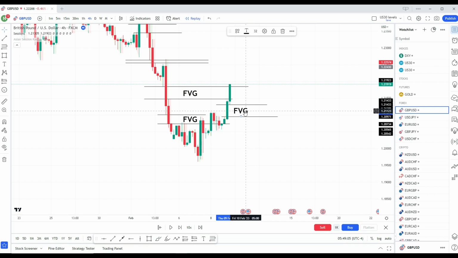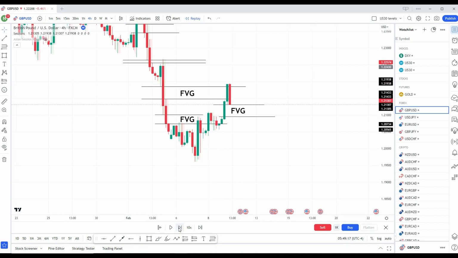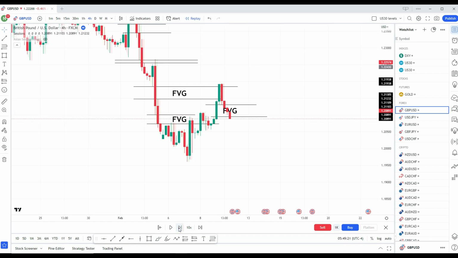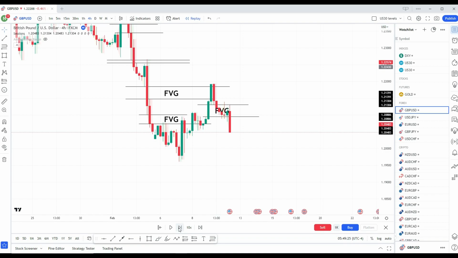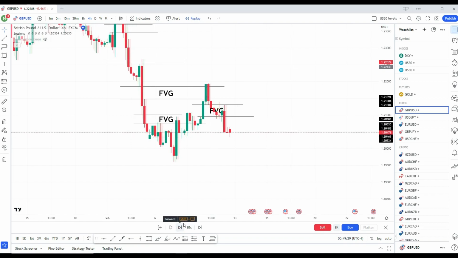So in the process of filling this gap, the market left another gap here, and so this is another inefficiency, an imbalance that must be filled or mitigated. Let's see. So the market comes down again to mitigate this imbalance and makes a continuous downtrend. So there's another small space here. Let's see if this will be filled.